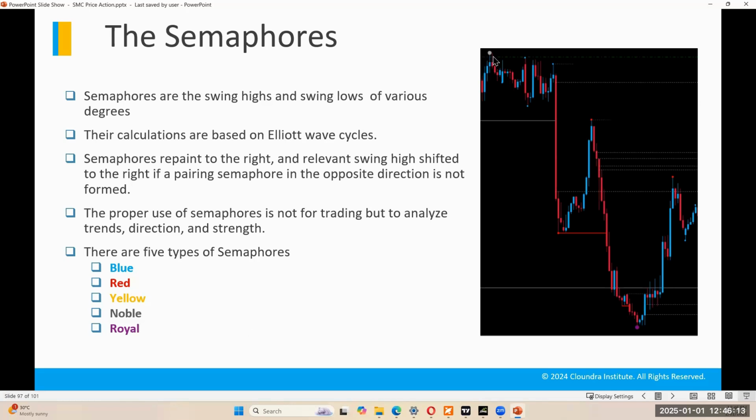So, for example, right up here we got this red semaphore. Behind this red semaphore, we also have a blue because they are fractal in nature, and also because of the way their values are calculated, you will always find a blue semaphore behind the red semaphore. Then you come to the noble semaphore, and behind this noble there is a yellow, red, and blue, and the royal, which has all of the semaphores behind it.